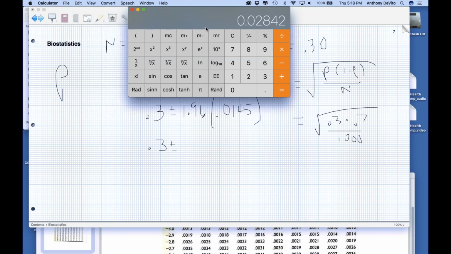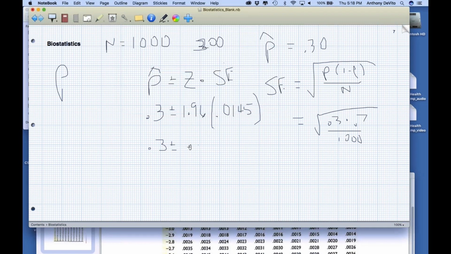0.028. So that is the product of multiplying 1.96 times 1.45%, 0.028. So now I'm going to add and subtract that range from 0.3. That's going to be equal to 0.272, comma, 0.328. Right? 27.2% to 32.8%.